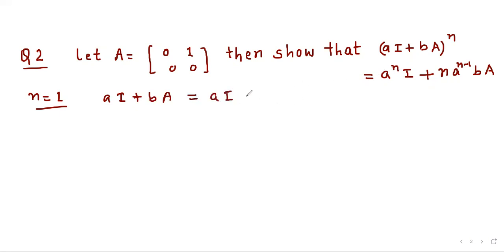So this will be ai plus this will become n equal to 1, a power 0 will become 1, so ba. So it is true for n equal to 1. Now let's try it for n equal to 2.